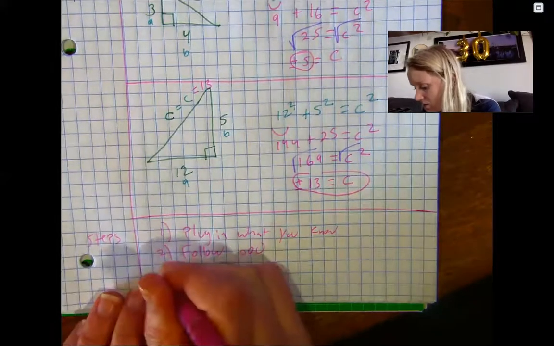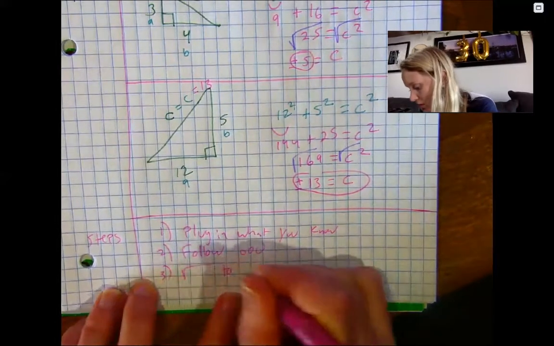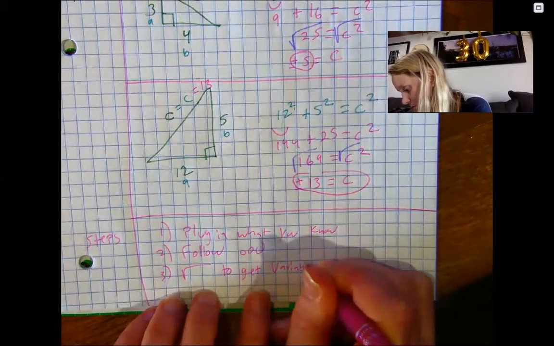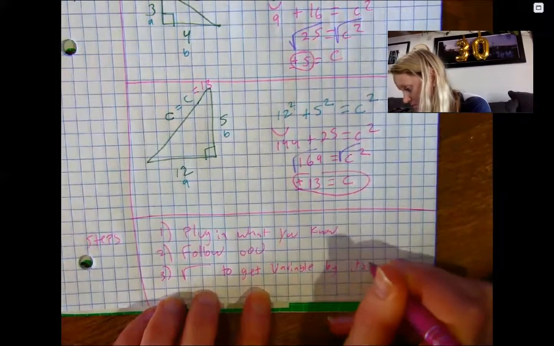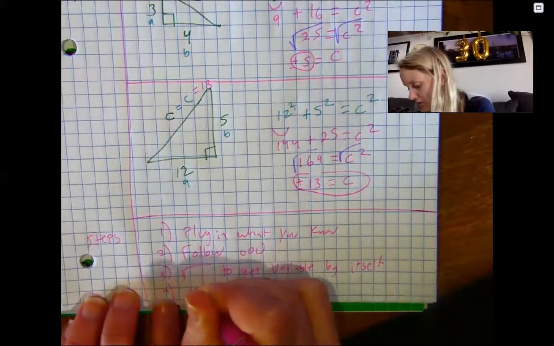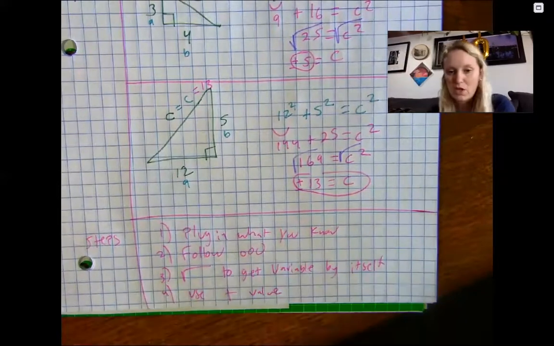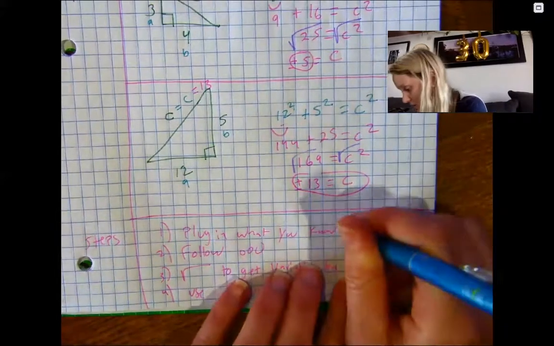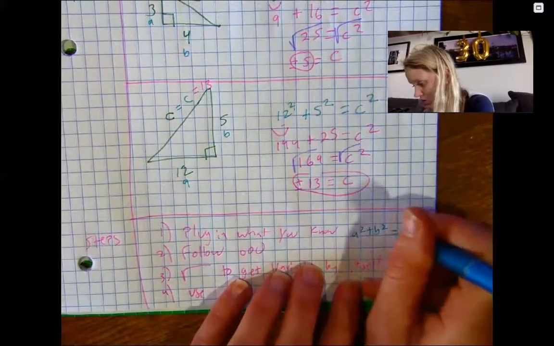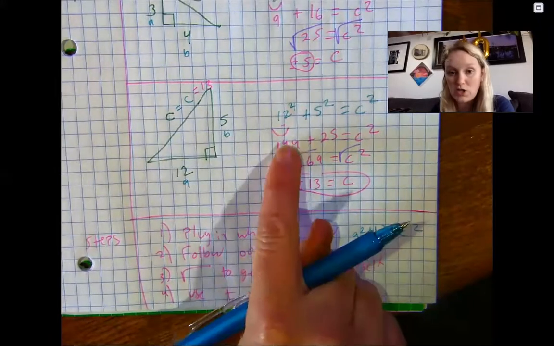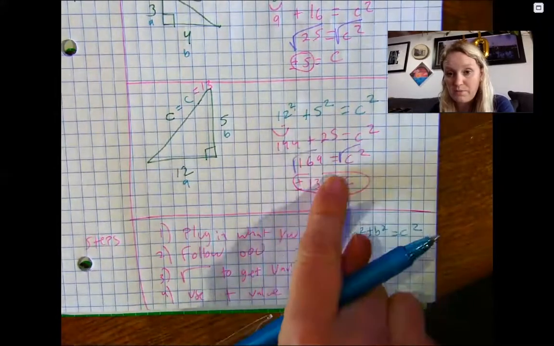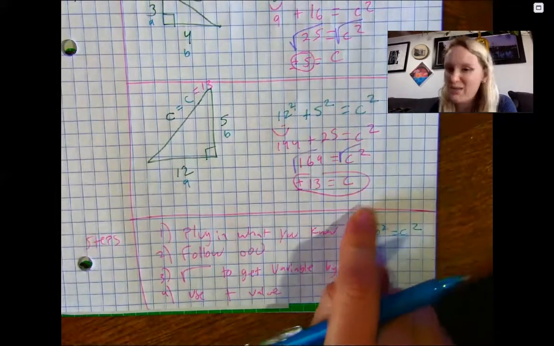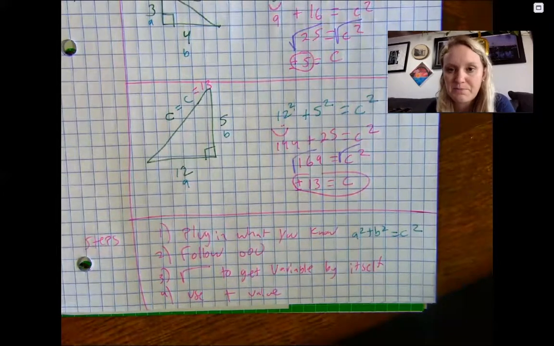Then square root to get the variable by itself. And then use the positive value. Okay, so we plug in what we know, and let's say what we're plugging it into. We're plugging it into a squared plus b squared equals c squared. We then follow the order of operations by doing the squaring first, then we add. To get c by itself, we square root both sides, and then we know because it's a side length that it can't be negative, so c equals positive 13.